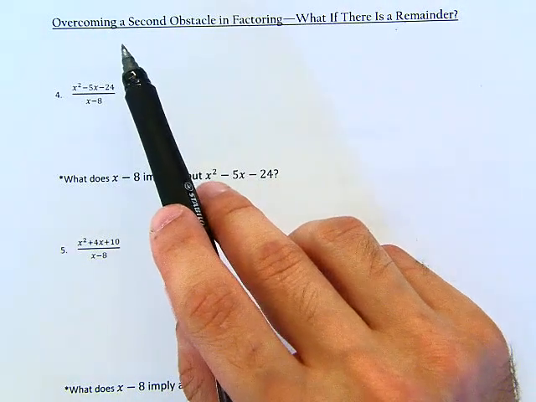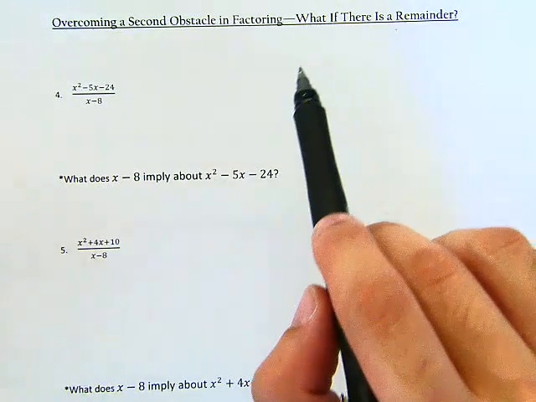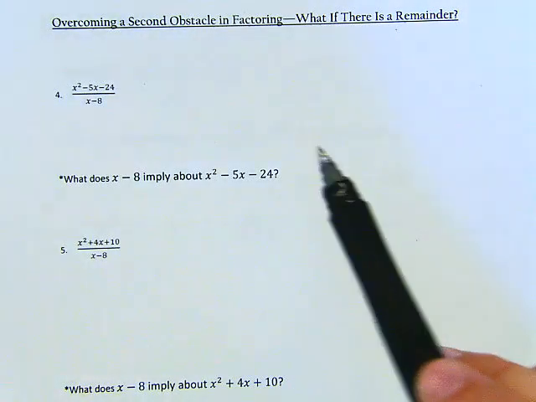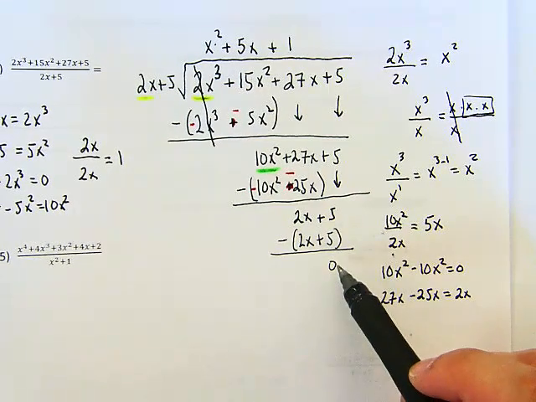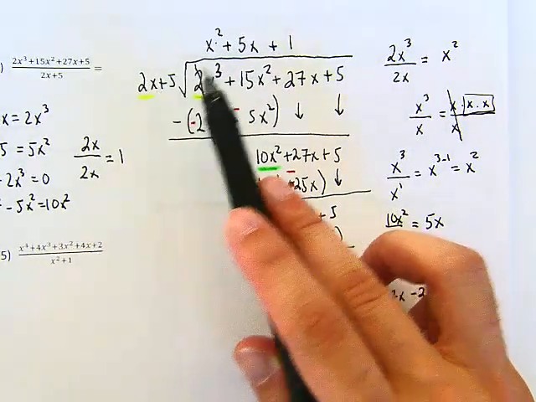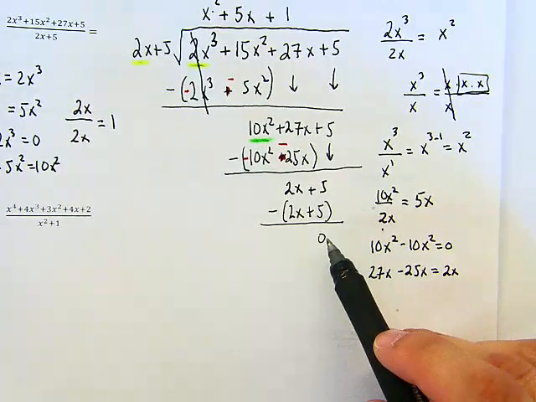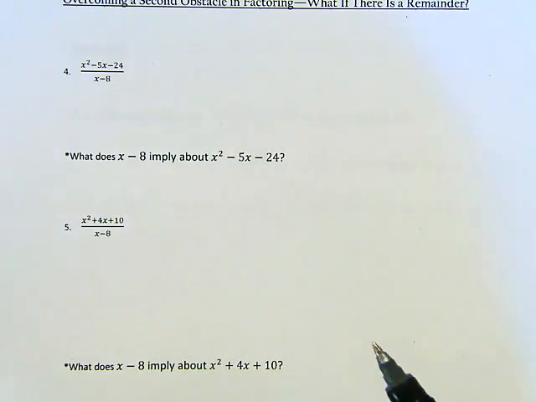So every time we've been dividing polynomials, what have we gotten at the end of all our problems? We've always been getting this 0, right? And it's saying that this is a factor of that every time we get that 0. But what if we don't get 0? What happens? All right, so let's take a look at the first one.